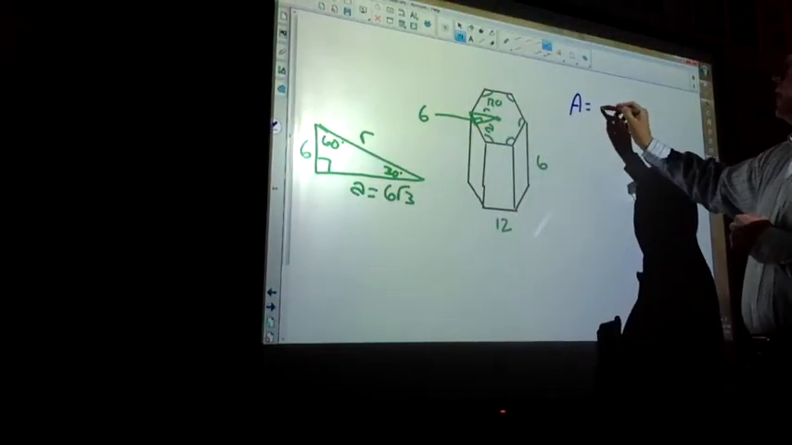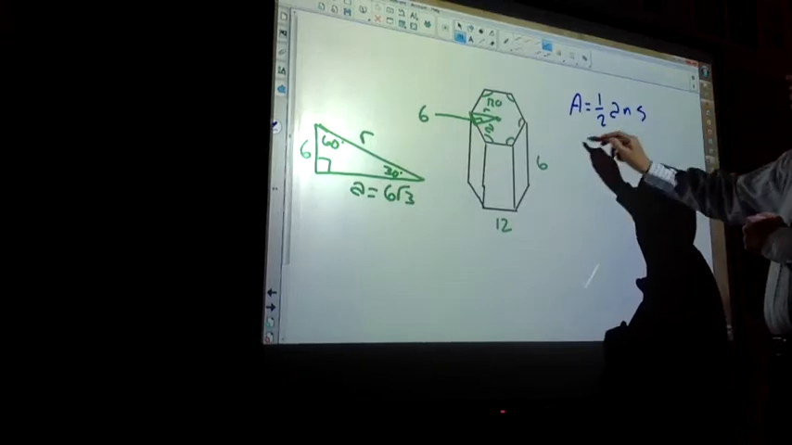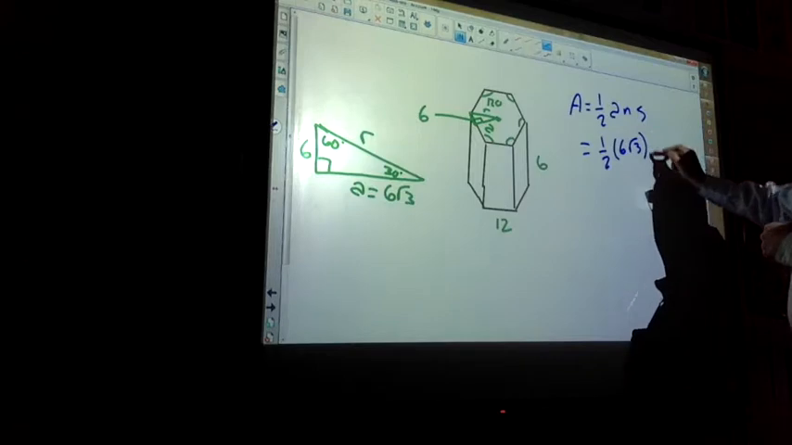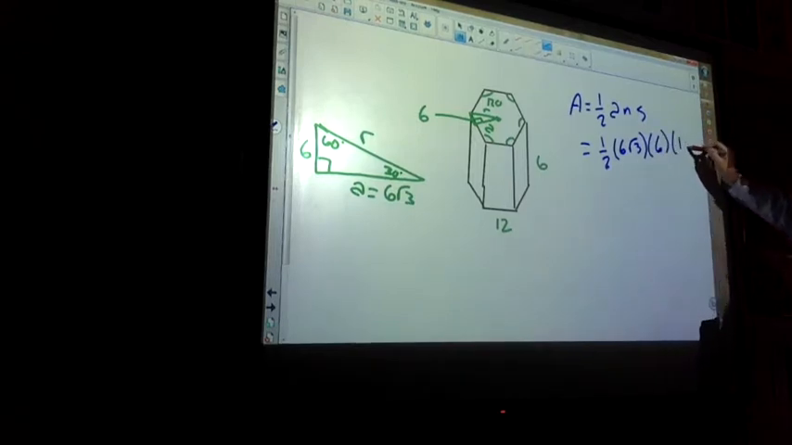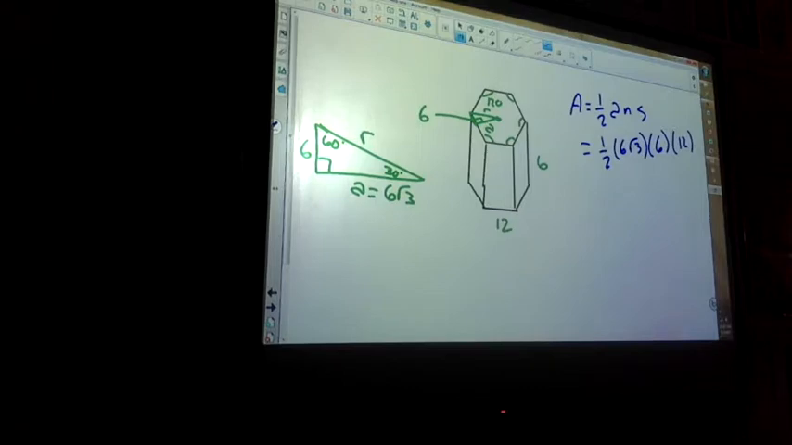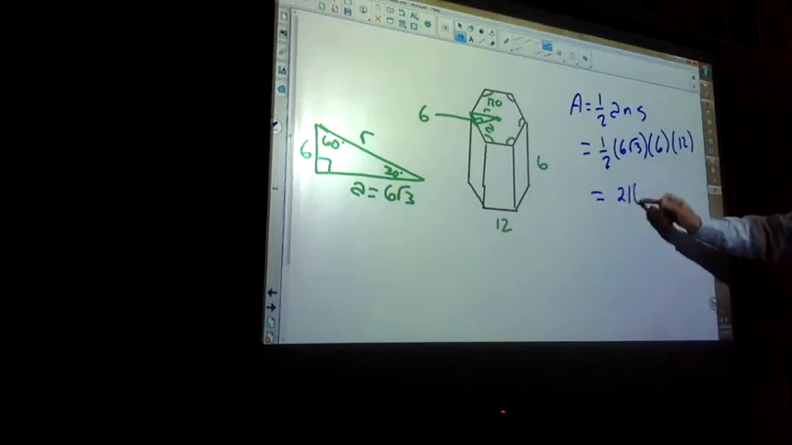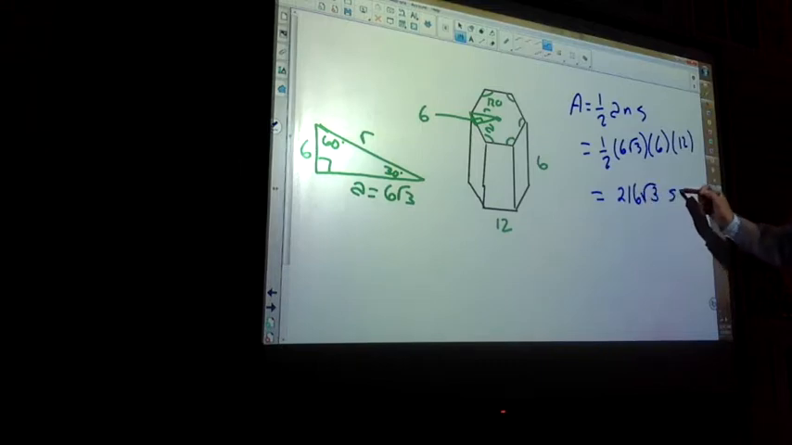So area is equal to 1/2 a p... 1/2 a n s. I have 1/2 the apothem, which is 6 root 3. Number of sides, 6. Length of each side, 12. Still with me? Okay. So if I multiply that together, I believe it comes out to 216 root 3 square units. So that's the area of the base. Do we agree with that?